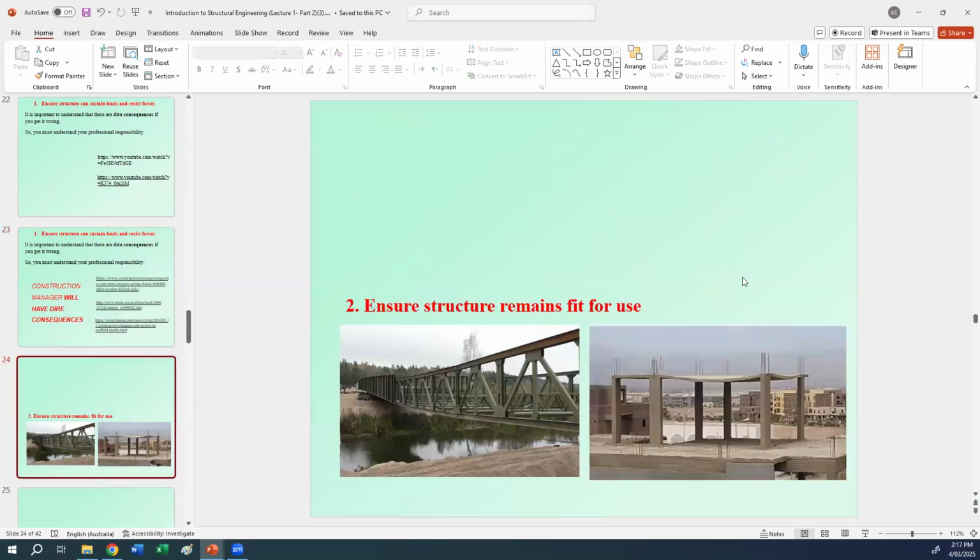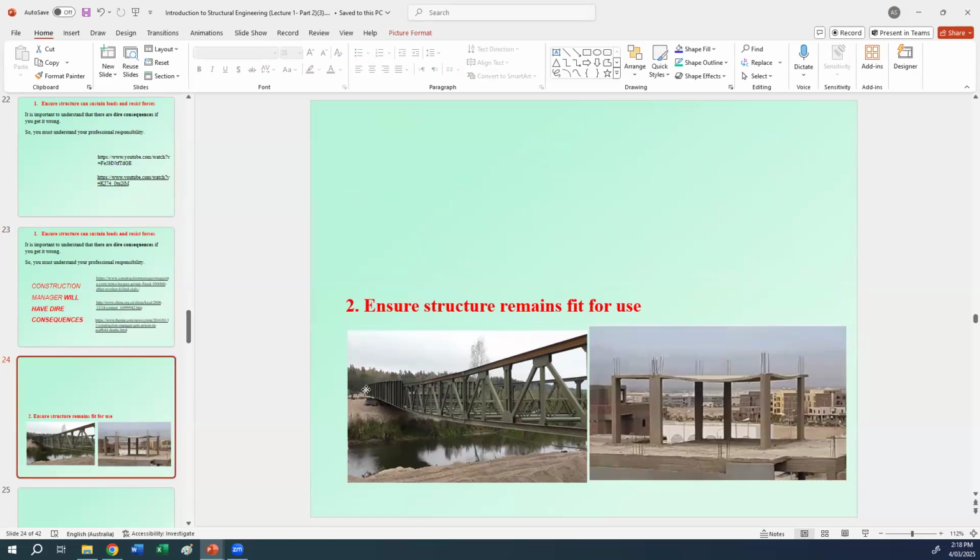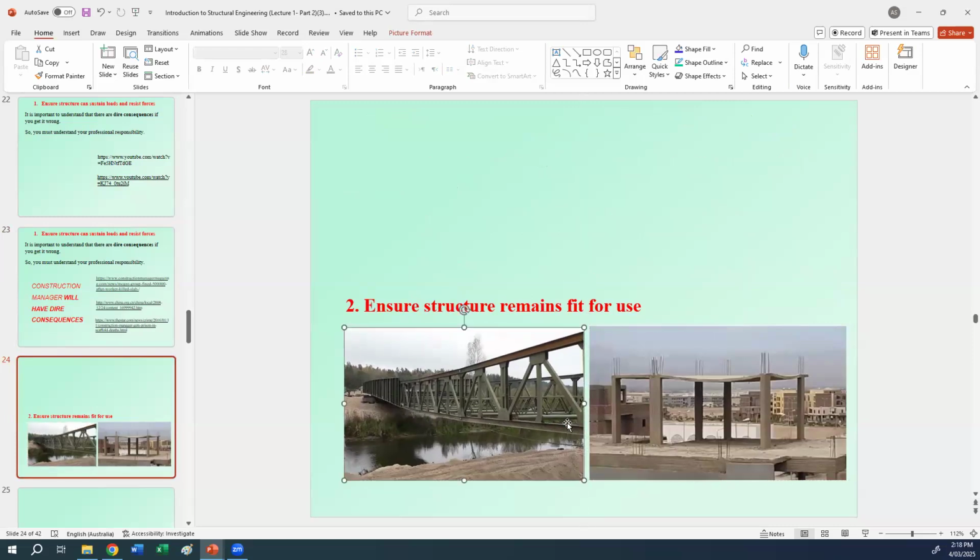Okay, so the second one is to ensure that the structure remains fit for use. And here we have two examples. The first one, to the left, is an example of a bridge. This is a steel bridge. As you can see, the bridge has settled or is sagging due to excessive deformation or excessive deflection. This excessive deflection may be due to some of the loads not being considered in the design. So this is also one thing we need to consider in our design: the deformation or deflection.